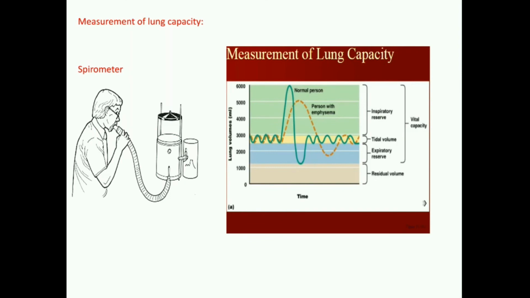Here, this is the instrument, the spirometer, that can be used to determine the vital capacity, tidal volume, inspiratory reserve volume, expiratory reserve volume, and the total lung capacity. This method is nowadays outdated, and pulse oximeters are now available in the medical field to determine lung capacity.